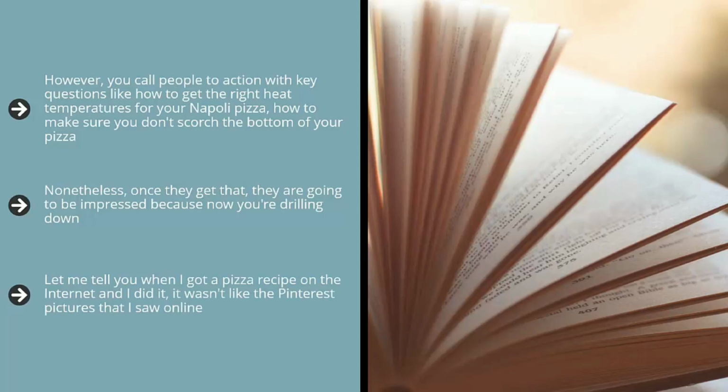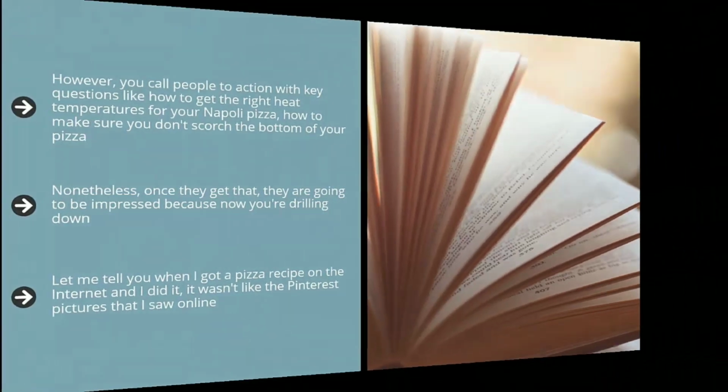Let me tell you, when I got a pizza recipe on the internet and I did it, it wasn't like the Pinterest pictures that I saw online. Not even close. Why? Because I didn't drill down and up. I didn't know about scorching the flour. I didn't know about manipulating the dough so there's no gooey, uncooked portion in the middle, that kind of thing. That's what people are going to be looking for because now you've given them basic information and then you're cluing them in by saying, well, there are other stuff that you need to know, and if you don't do these, you're not going to get the results that you're looking for.